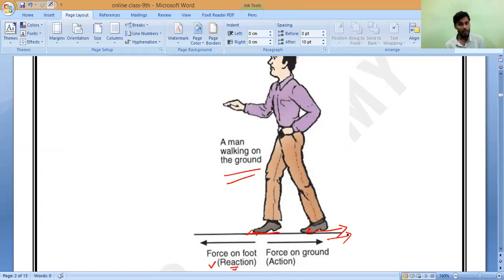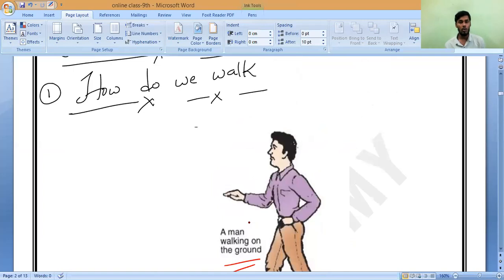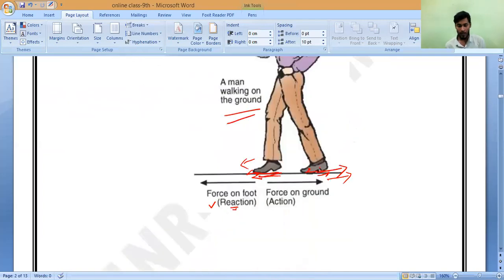I am trying to push the ground with my foot, so the ground is also trying to push me opposite to that. That is why I move forward. So how do we walk? When we apply force and push the ground with our legs, that is action. When we apply force on the ground, the ground also exerts a force on our body, our legs. What should we call that? Reaction.